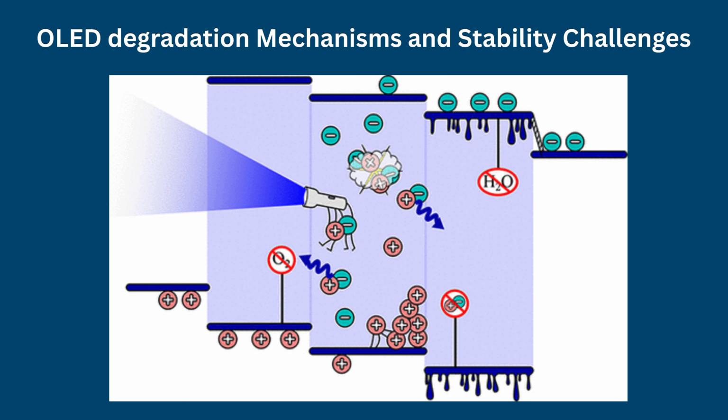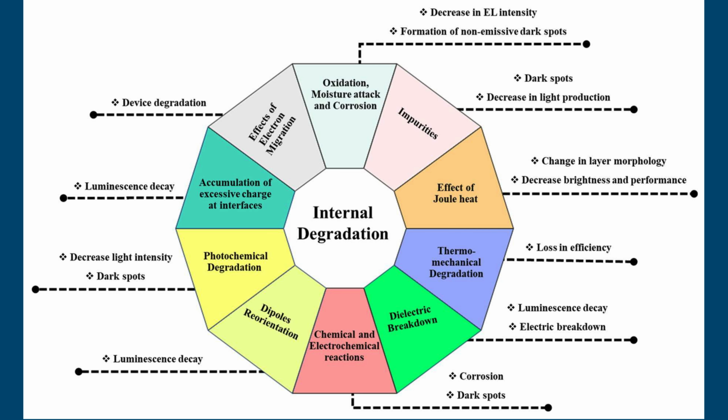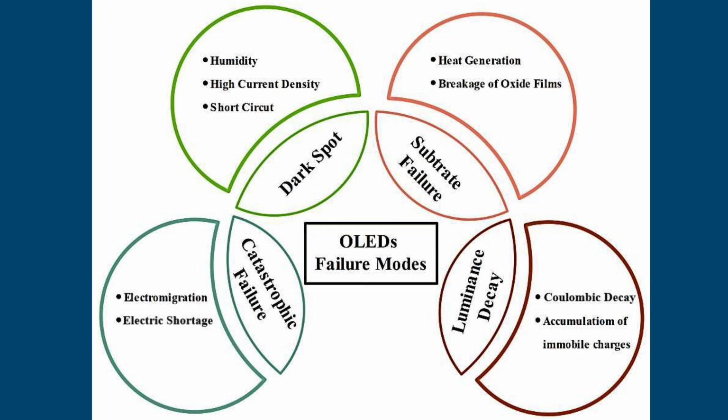OLED degradation arises from both intrinsic and extrinsic factors. Intrinsic mechanisms: exciton-induced chemical degradation, charge accumulation and polaron-induced reactions, triplet-mediated bond dissociation, dipole reorientation and internal electric field formation. Extrinsic mechanisms: moisture and oxygen ingress, fabrication-induced defects, electrode material diffusion, such as indium from ITO.